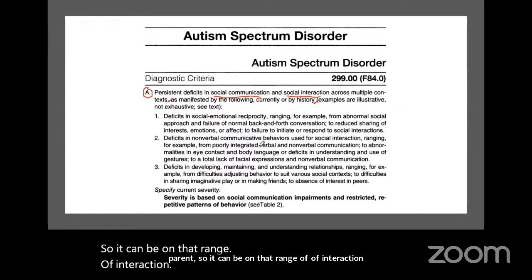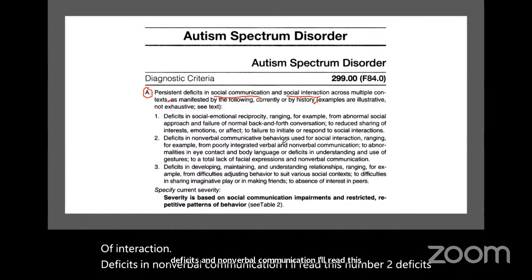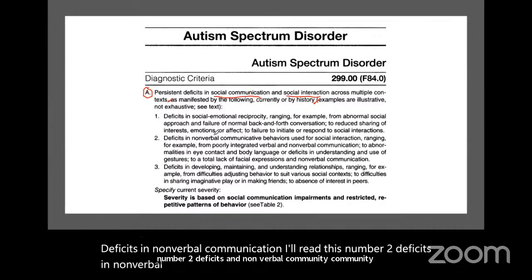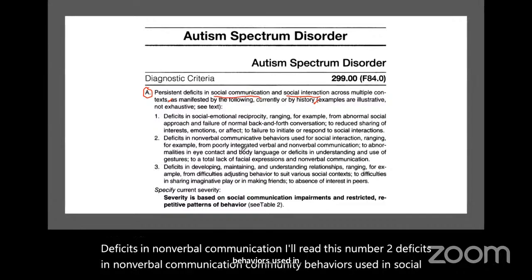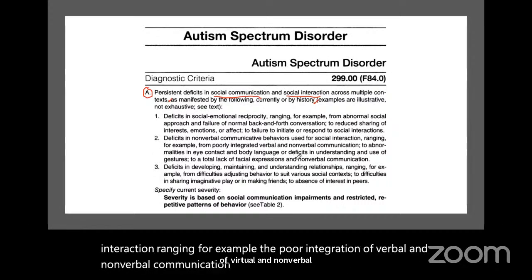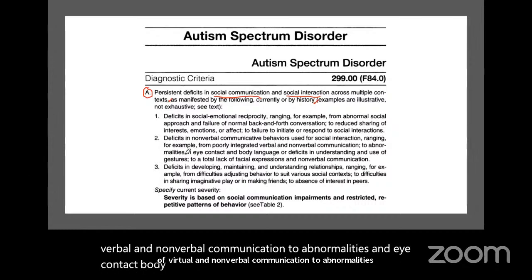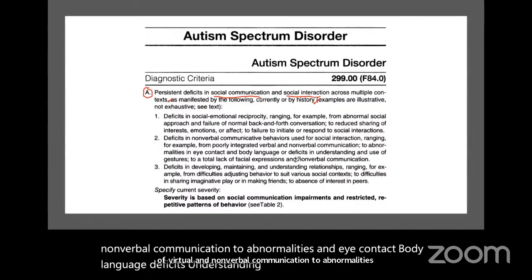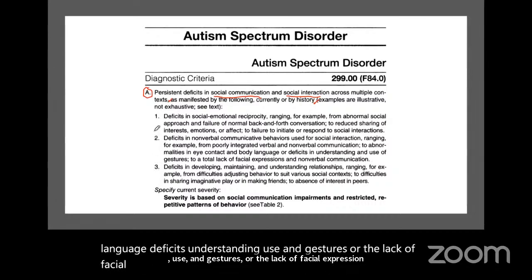Deficits in nonverbal communication. I'll read this number 2. Deficits in nonverbal communicative behaviors used in social interaction, ranging, for example, from poor integration of verbal and nonverbal communication to abnormalities in eye contact, body language, deficits in understanding and use of gestures, or the lack of facial expression and nonverbal communication. I kind of provided an example in number 1 for this.